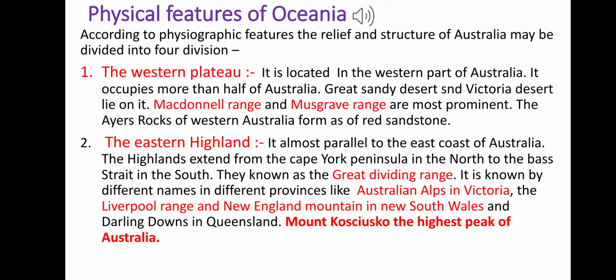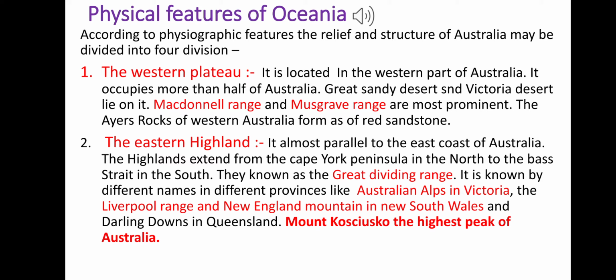According to the physiographic features, the relief structures of Australia are divided into four main divisions. Number one, the western division, the Western Plateau. The Western Plateau is the great landmass lying in the western part of Western Australia, and it is half of Australia. It is an ancient denuded plateau with an average height between 120 meters and 450 meters.